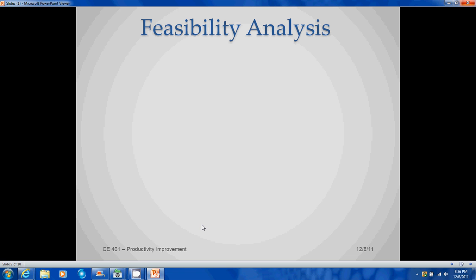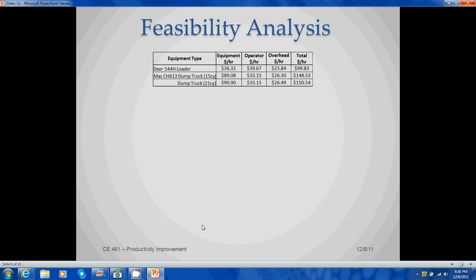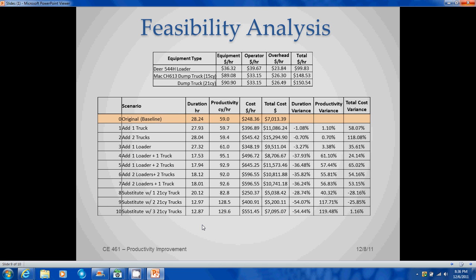So in order to determine which simulated alternatives are feasible, we performed a cost analysis. The cost data for each piece of equipment used was obtained from the 2010 RS Means manual. The total cost per hour can be seen in the far right column. They include equipment, operator, and overhead and profit costs. And according to RS Means, choosing a larger capacity dump truck only resulted in a $2 increase per hour. In the lower table, variances for each simulated alternative were calculated in comparison to the original or baseline model.